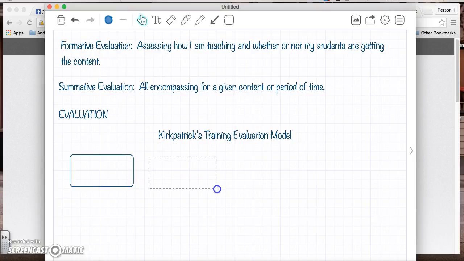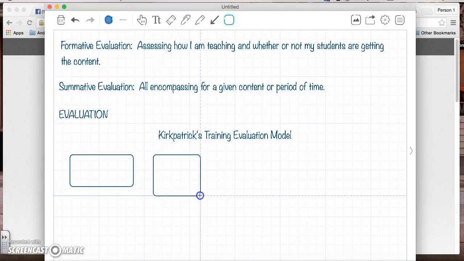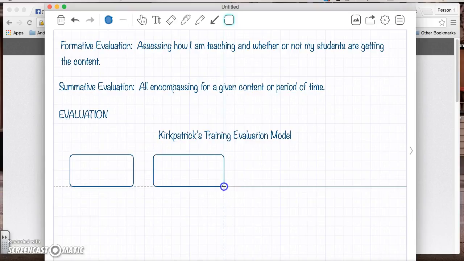So let me make it pretty. Let me make it pretty. Oh, apparently I have to do that every time. I gotta be like that.